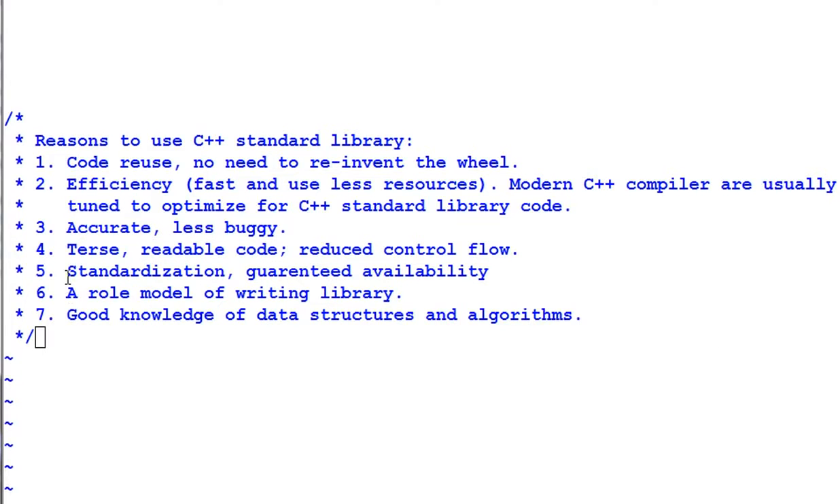Number five, it is a standardized library, which means it is guaranteed to be available. Number six, it's a role model of writing good libraries. Lastly, a good grasp of the standard library, especially STL, means a good grasp of data structures and algorithms, which will put you in a good position when you interview for a job. So these are the reasons why you should learn the C++ standard library. If you don't learn them, you don't know what you are missing. Next time, we'll start talking about the details of STL.